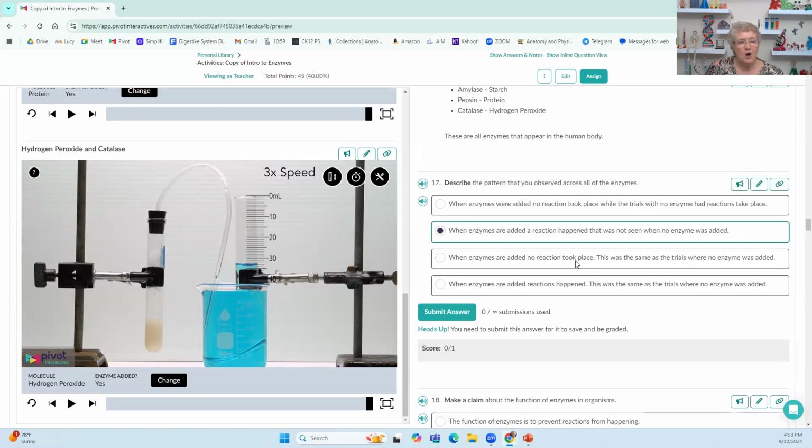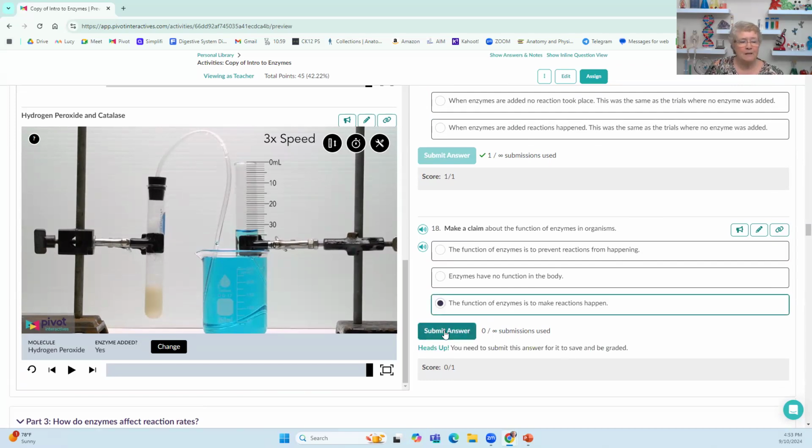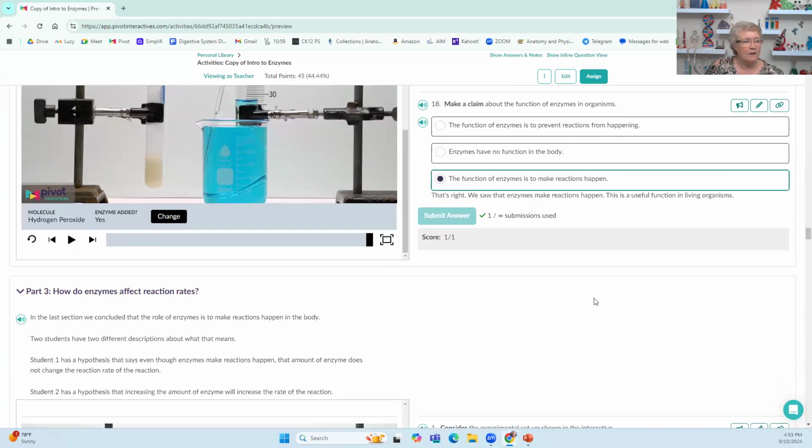When enzymes are added, no reaction took place. Not true. When enzymes are added, reactions happened that were the same as the trial where no enzyme was added. That's not true. So we know we have the correct answer right there. Now we want to make a claim about the function of enzymes in organisms. The function of enzymes is to prevent reactions from happening. Enzymes have no function in the body, or the function of enzymes is to make reactions happen. We know that one. It's to make reactions happen. We're going to submit our answer and we're going to go to part 3.